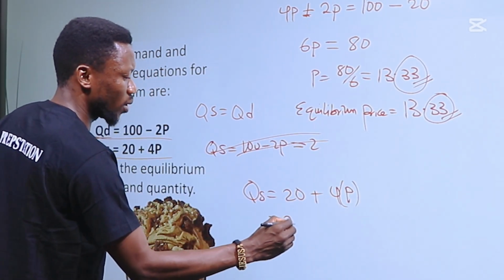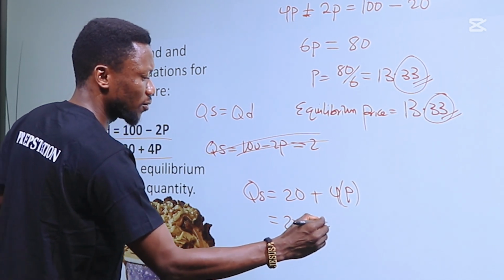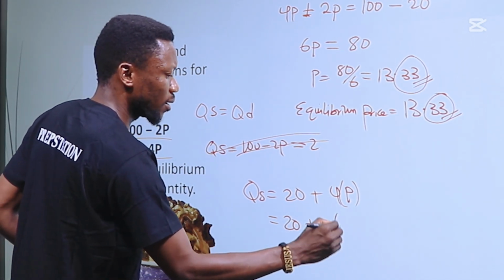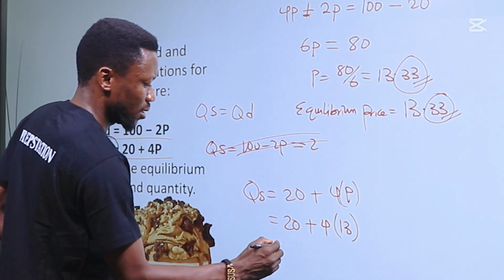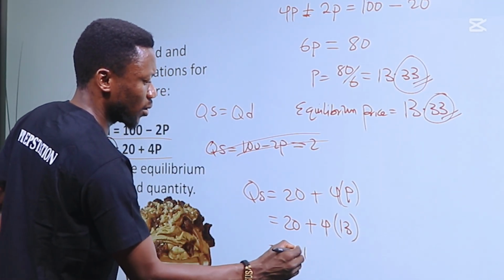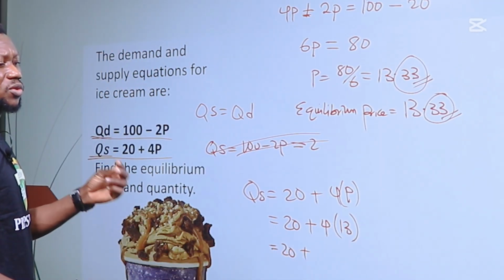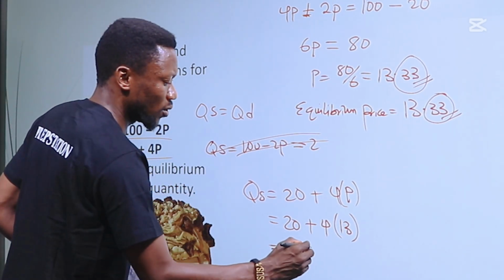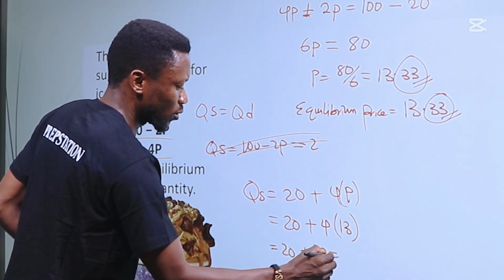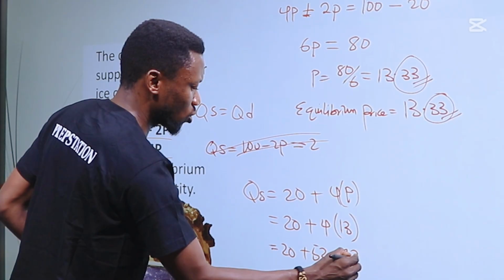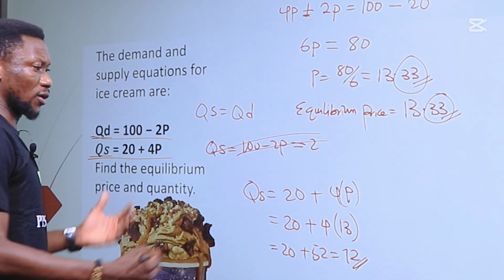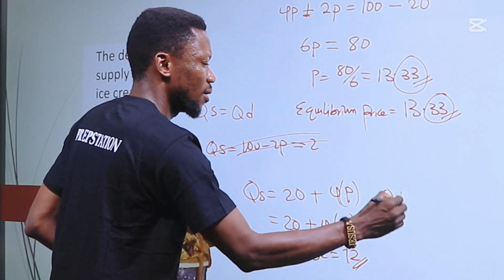That becomes 20 plus 4 times 13. That's 20 plus, what is 4 times 13? 12 plus 40 will give us 52. And the answer to that will be 72. Good. Now we can also do the same thing for QD.